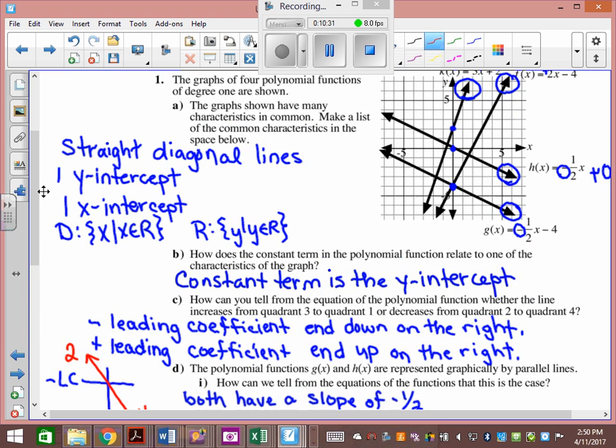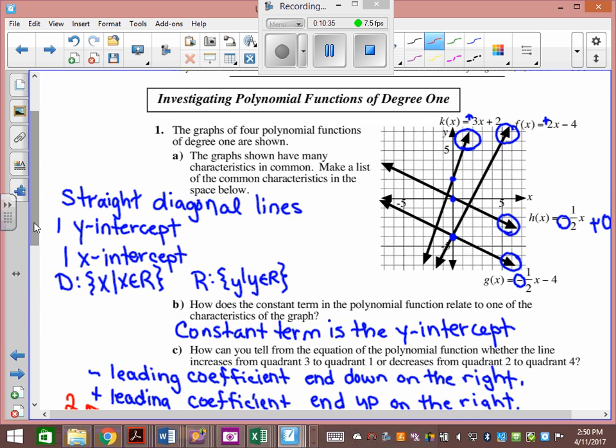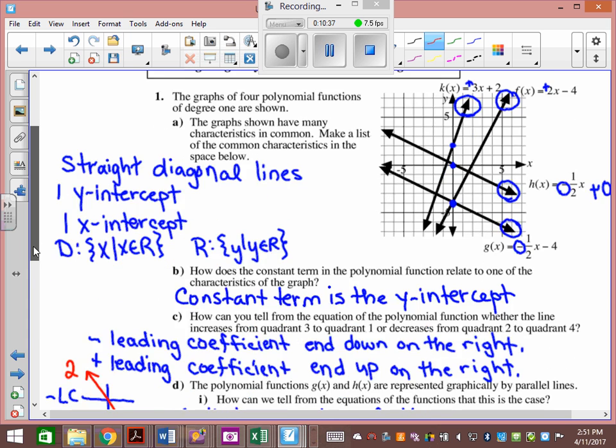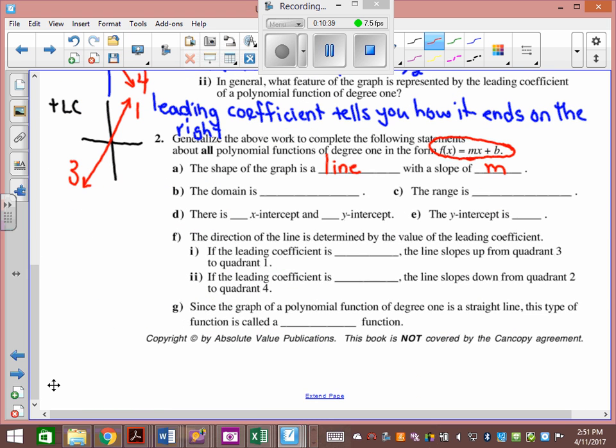These ones back here would have a slope of negative a half. This would have a slope of 2. This would have a slope of 3. But we're looking at the equation mx plus p. So this one has a slope of m. What's the domain of every single linear line? What's the domain? x is an element of the reals. What's the range? Element of the reals. It's the same thing.